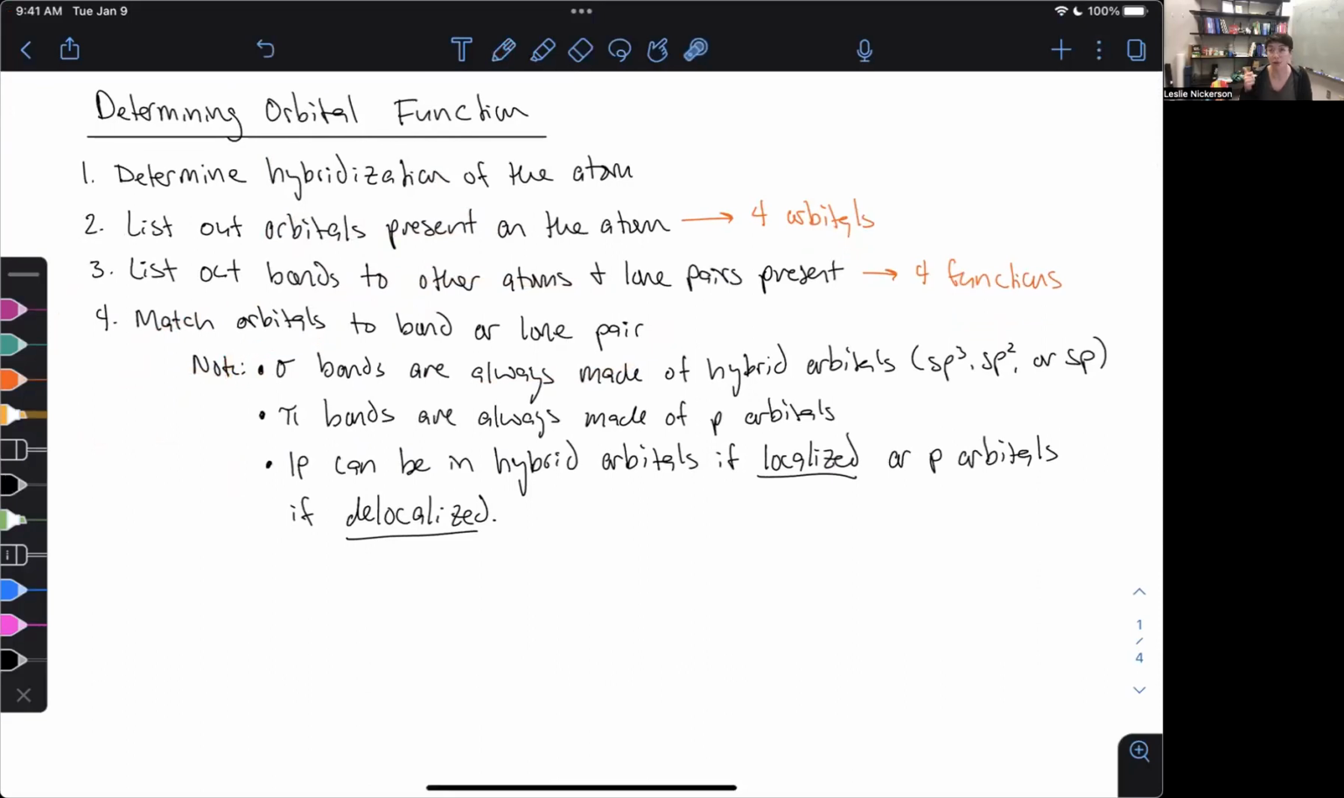So what we want to remember is that sigma bonds are always going to be made of hybridized orbitals. So that's going to be your sp3, your sp2, your sp. And a pi bond is always going to be made of p orbitals. So those two are kind of set in stone. The one that's a little bit wishy-washy is our lone pairs. They can actually be in hybridized orbitals if they are localized, or they can be in p orbitals if they are delocalized. So we're going to have to take a look at which one is localized, which one is delocalized, and what that means in terms of what orbital that lone pair is in.